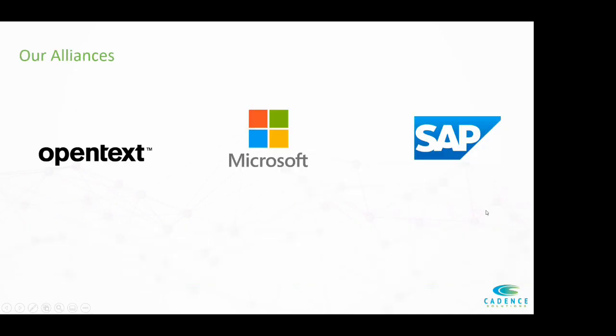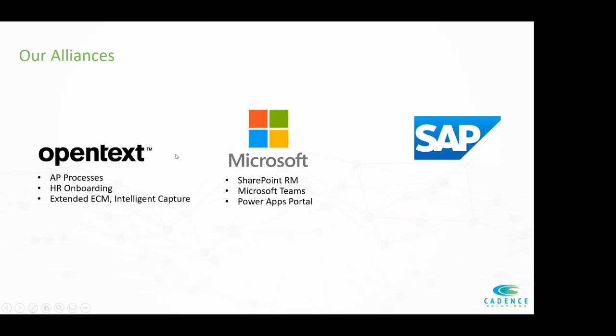We're partnered with 3 main software companies, OpenText, Microsoft, and SAP. And we have specific pillars inside of each of those that we focus on. So with OpenText, we focus on accounts payable processes, HR onboarding, and 2 of their main products, Extended ECM and Intelligent Capture. That's also called Captiva, used to be called InputAccel. You've probably recognized those product names. On the Microsoft side, we focus on SharePoint and SharePoint Online for records management, Microsoft Teams functionality for document storage and archiving, and anything to do with Power Apps and Power Automate.